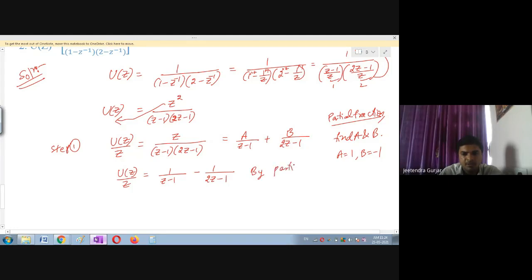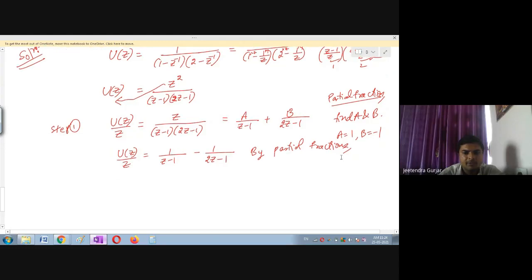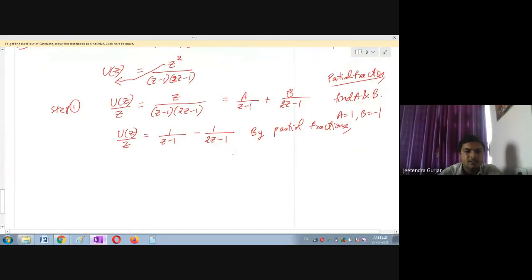Please remember this, students. You should know what partial fraction is. Please practice partial fraction first, then you can easily do this. So I think everyone knows partial fractions, right? So now we will simplify. See, again I cannot directly apply the inverse z transform here, so I have to again take this z in the numerator.